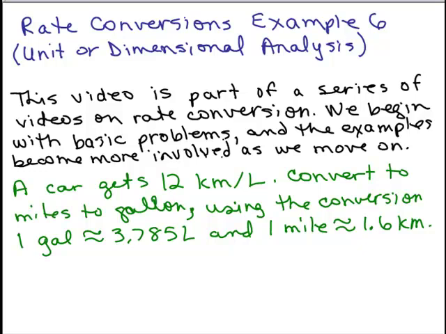This is example 6 of rate conversions. So we're going to do this problem, which is kind of the opposite of what we did in example 5, where we converted from miles per gallon to kilometers per liter. In this problem, we're given that a car gets 12 kilometers per liter. That's the metric system, right? And we're going to convert to miles per gallon, which is how it's often done in the USA when you compare your mileage. And we're going to use the conversion that 1 gallon is about 3.785 liters and 1 mile is about 1.6 kilometers.